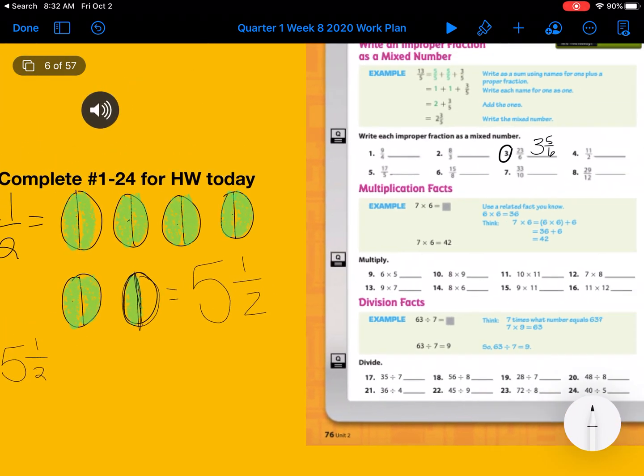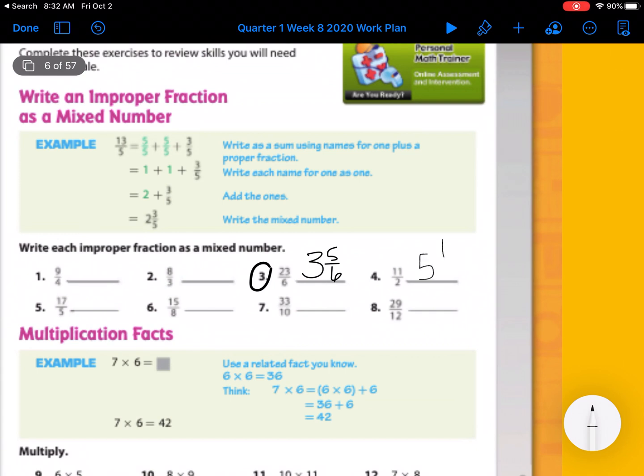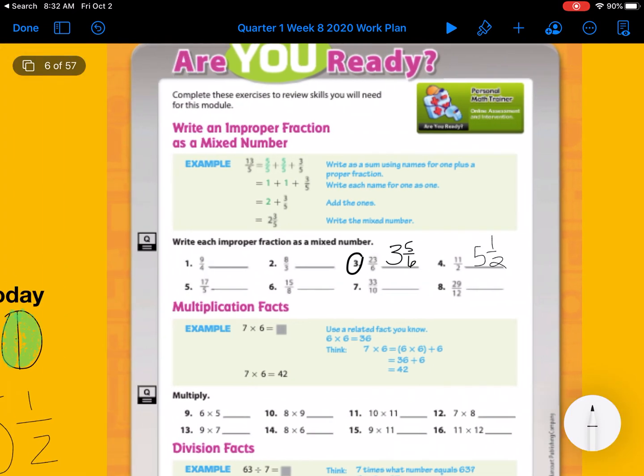I like to draw them out. I think they're easier that way. So you have 5 and 1 half. So for your homework today, you're doing 1 through 8, and we did 2 together.